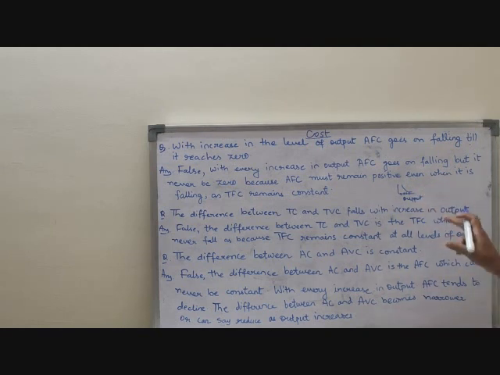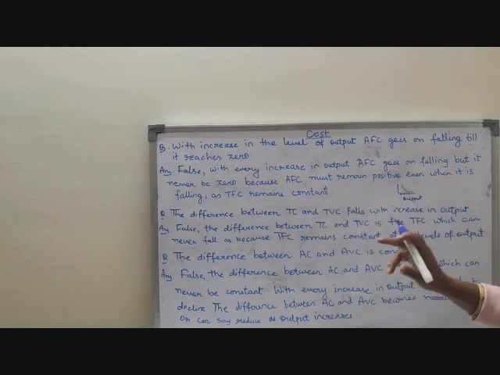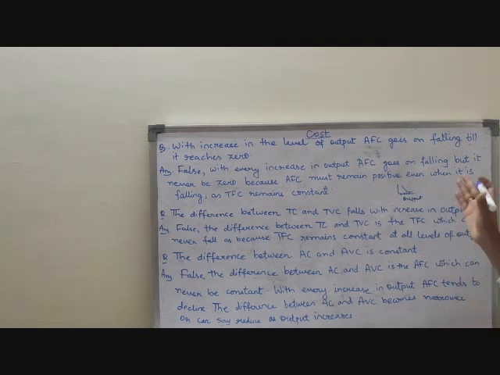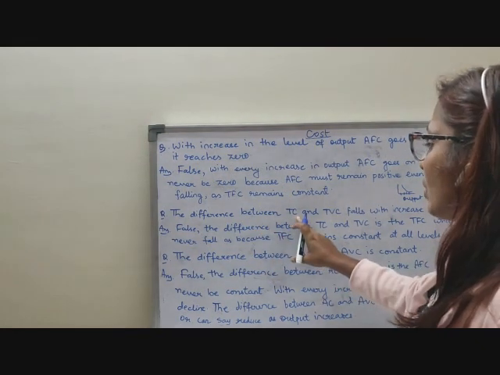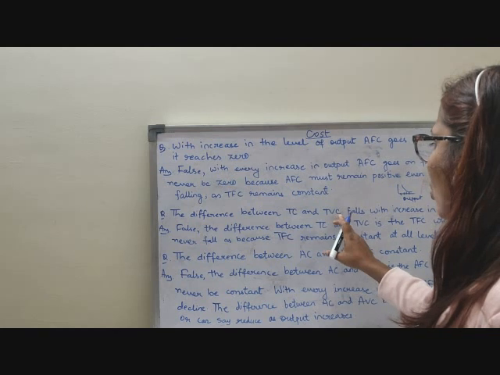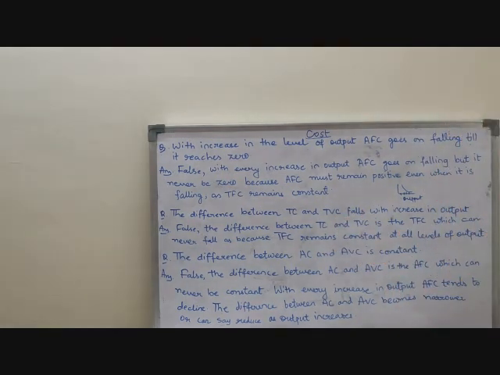Why? Because average fixed cost remains positive even when it is falling, as TFC remains constant. So it will never touch the x-axis. Touching the x-axis means that AFC is zero. So AFC cannot be zero because TFC cannot be zero. Clear, children? Second question. The difference between total cost and total variable cost falls with increase in output.